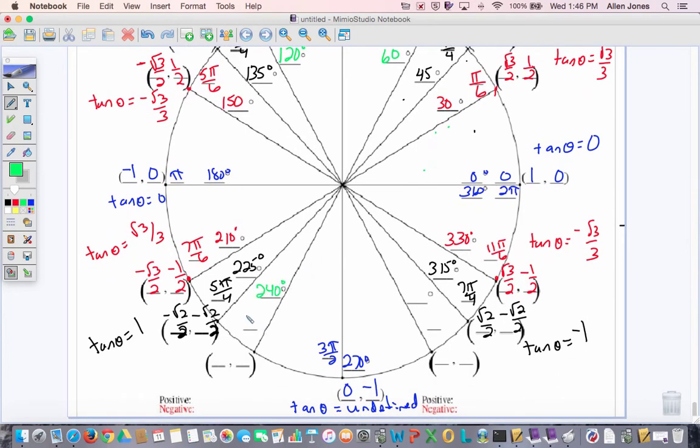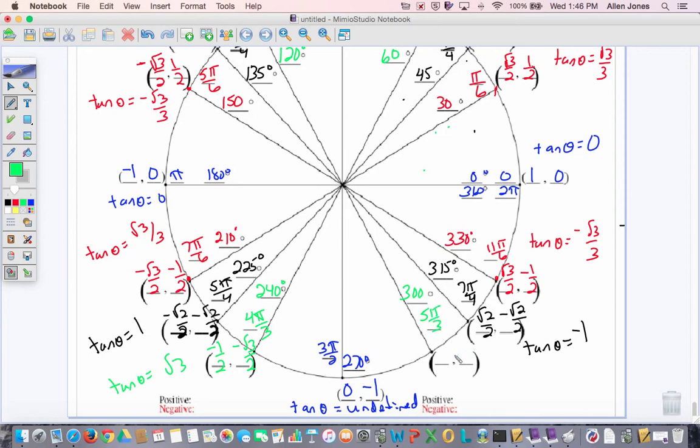We're going down here to quadrant number 3. We have a 240-degree angle, which is 4 pi over 3 radians. Same ordered pair, so I have a negative 1/2. X is negative in quadrant 3. Y is also negative in quadrant 3, so negative square root of 3 over 2. And because both x and y are negative, our tangent is positive, so we have a positive square root of 3 for our tangent of 240 degrees.